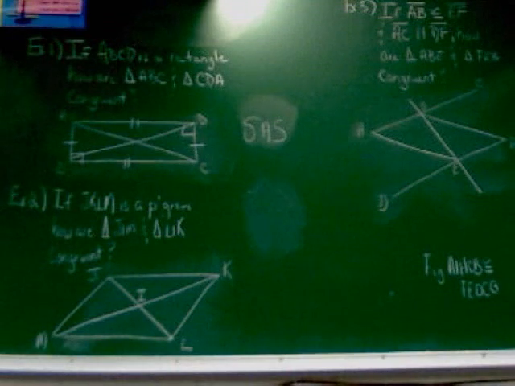Number 2. If JKLM is a parallelogram, how are triangle JIM and triangle LIK congruent?